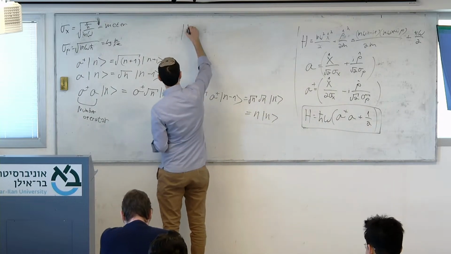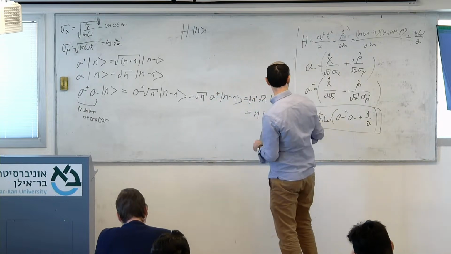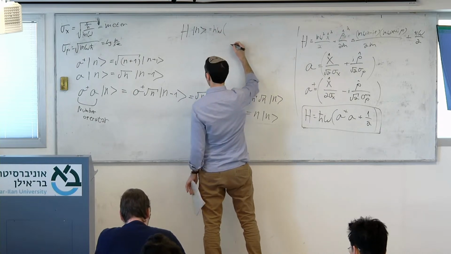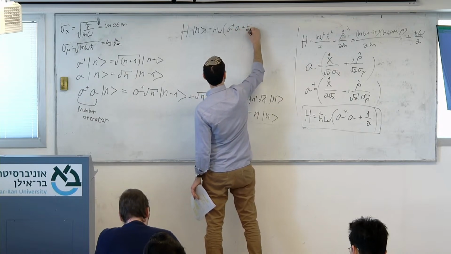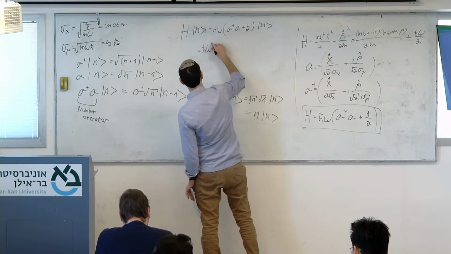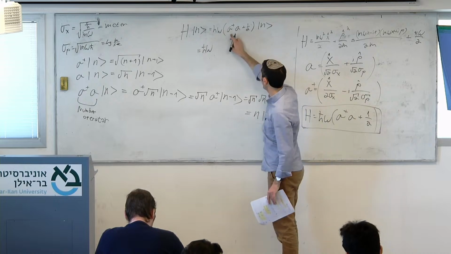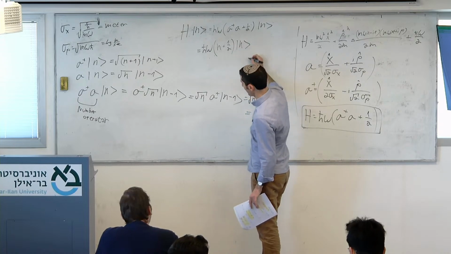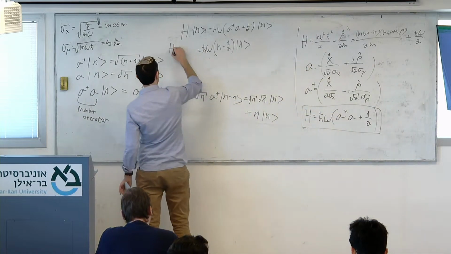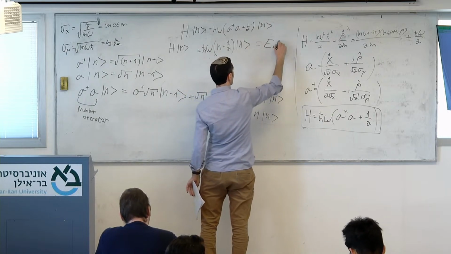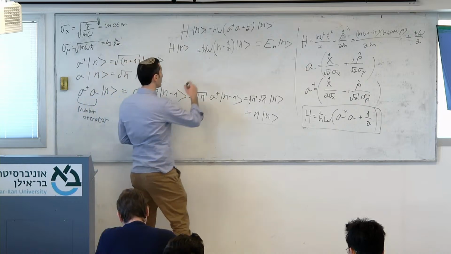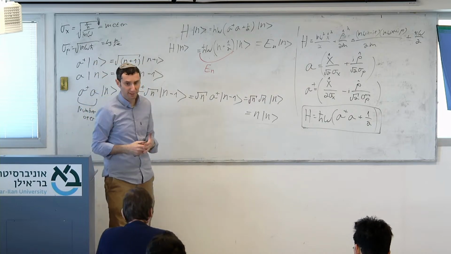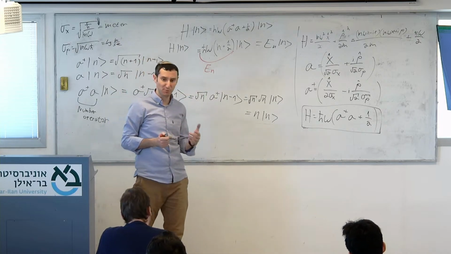Now what happens when h acts on a certain state n? I already know what h is, right? It's h bar omega, A dagger A plus 1/2. So it would be h bar omega, A dagger A plus 1/2 on a state n. This would be h bar omega. When A dagger A acts on n, it gives me n. The half is 1/2, and I remain with n. Now you know that H on n is equal to E n on n, which is why this is simply the energy E n. So every state has its energy. State number 7 has the energy of 7.5 times h bar omega.